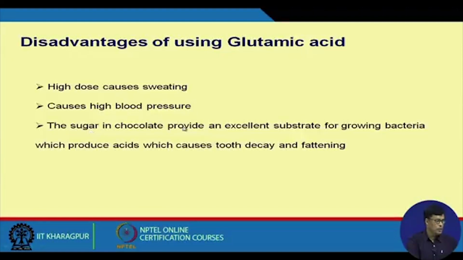The sugar in chocolate, this is particularly for the children. They take the chocolate to a great extent, and the sugar in chocolate provides an excellent substance for growing the bacteria, because this is an amino acid, so bacteria can grow because this is considered as a nitrogen source. Bacteria can grow very easily, which produce acids that cause the tooth decay and fattening.